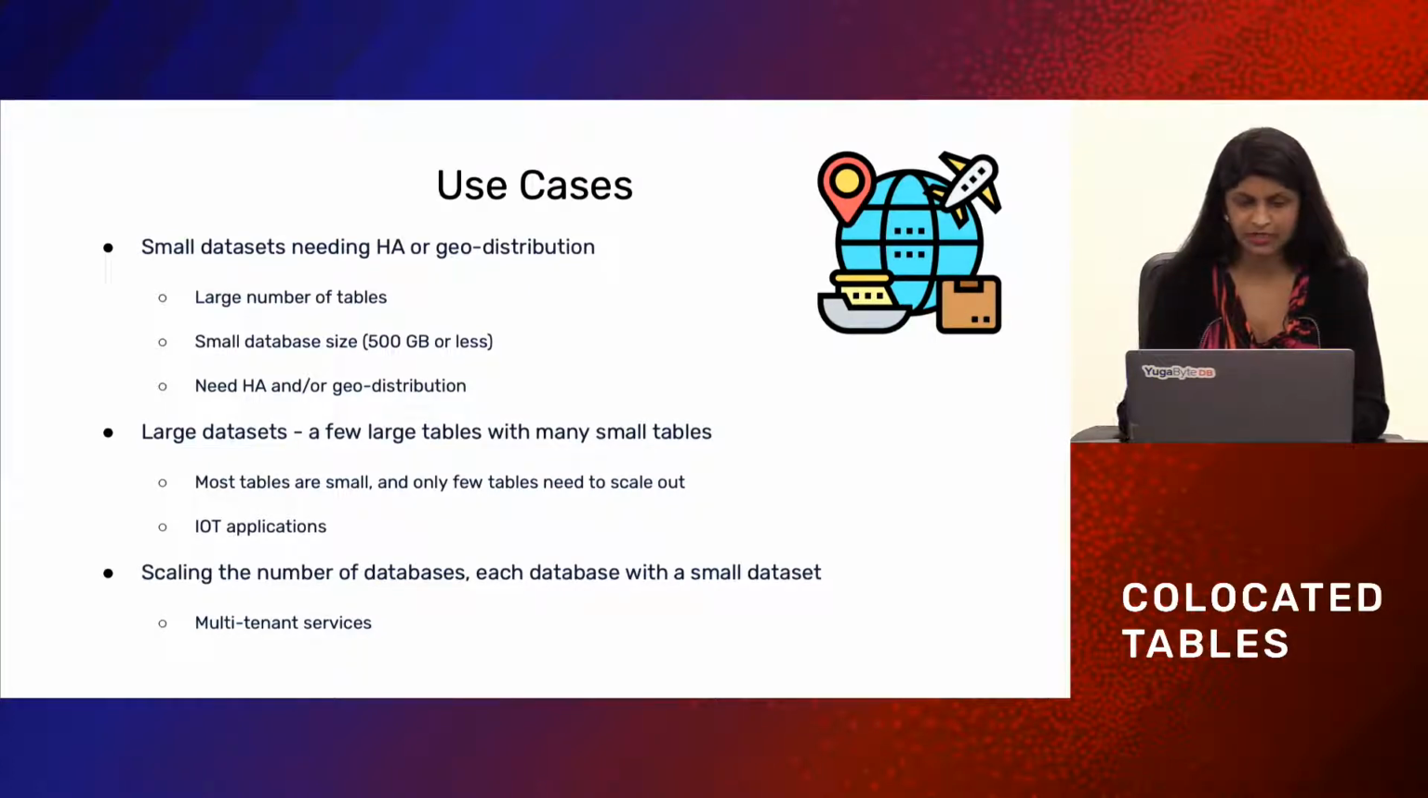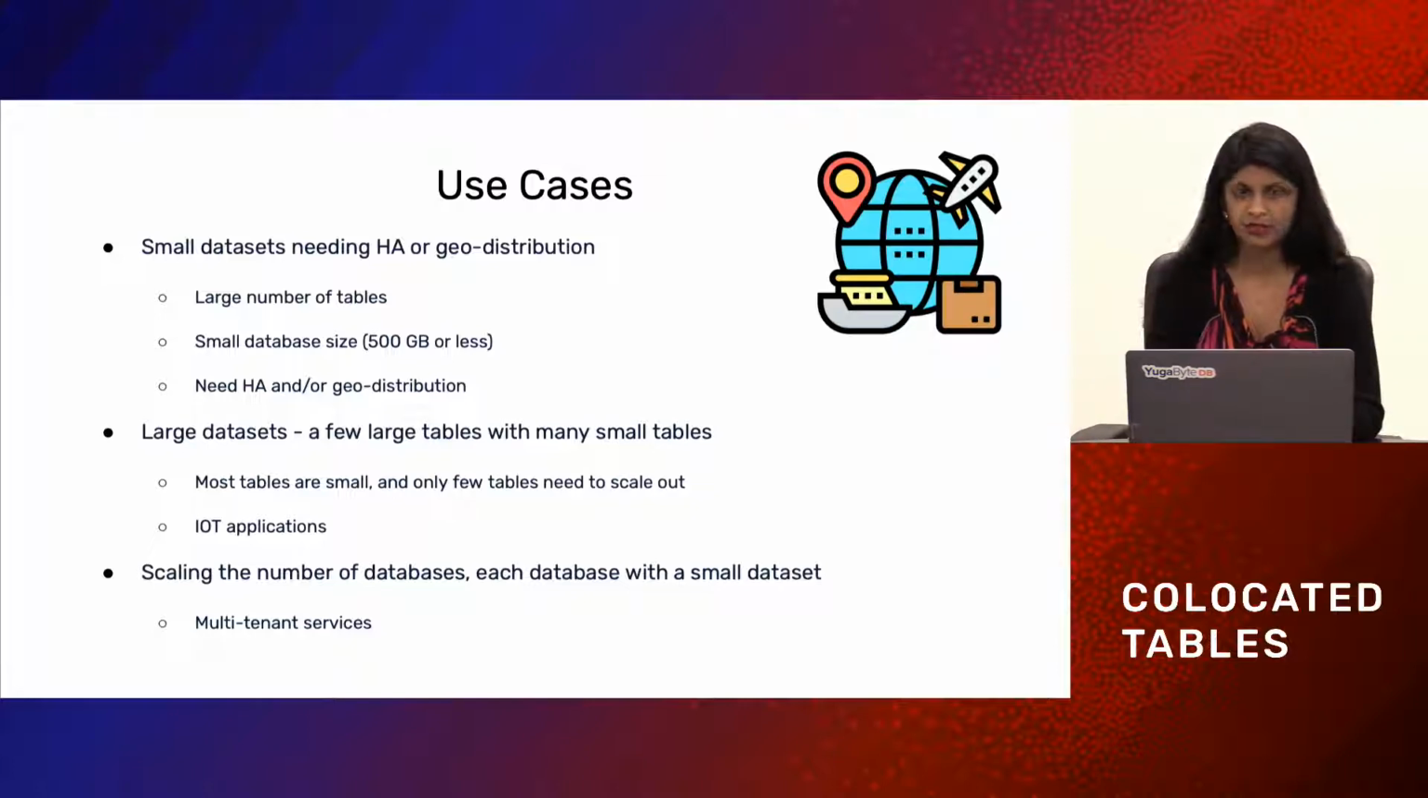Another example could be a database that has a large number of tables, but only a few of those actually need to scale out. So for example, IoT applications which may maintain information in a number of tables, but only a few of those contain tracking events type of data which actually needs to scale out. So in such applications, the smaller tables can be co-located on a single shard and the other tables can actually use their own set of shards and scale out.